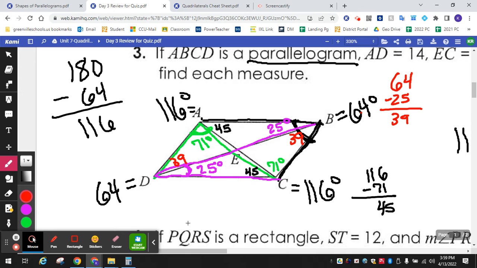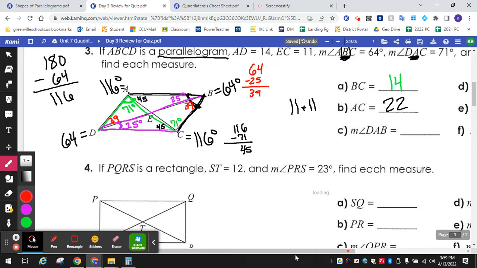Those are all the angles you need to know. When you go around, make sure you're looking at the right stuff. D, A, B. Start at D, go to A, go to B. From D to A to B. That's that whole angle. Well, the whole angle, you can sit here and do 71 plus 45, but that gives you 116.